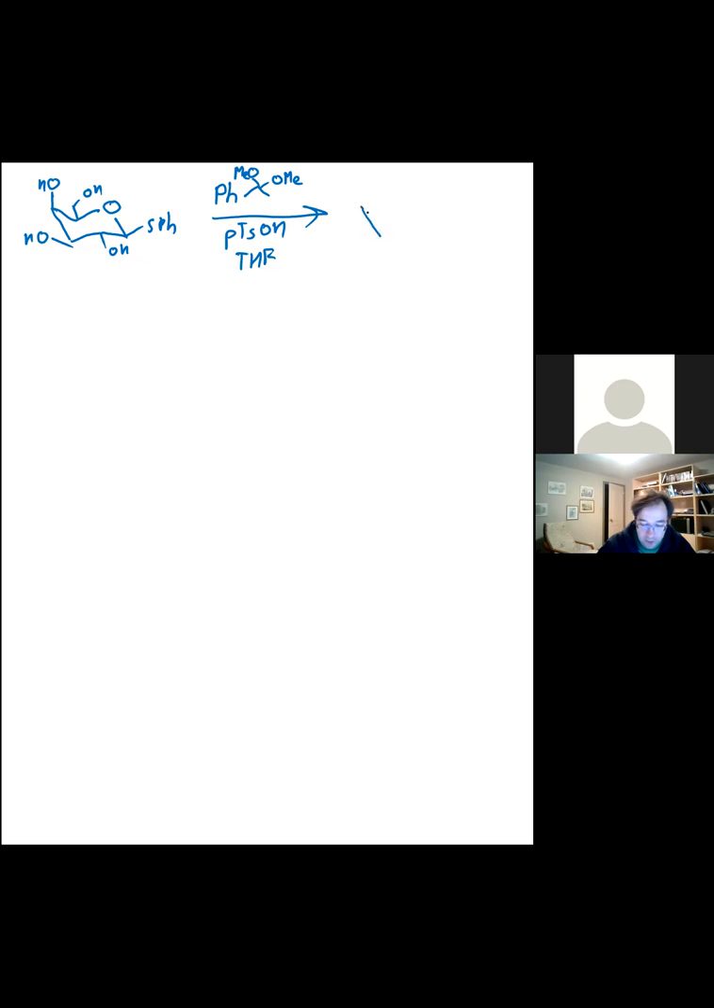And what we get out of that mixture. I always draw this too close to the top of the page when I do this. Always, always, always. And it squishes up there, and then I get irritated. And then I surprise myself every time and forget about it. And do it again. I'm sure I'll do it again later this lecture. So what we end up getting is we end up protecting the C4, C6 alcohols, leaving the C3 and C2 free.